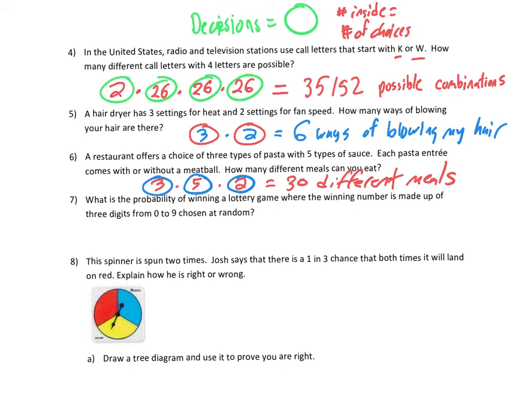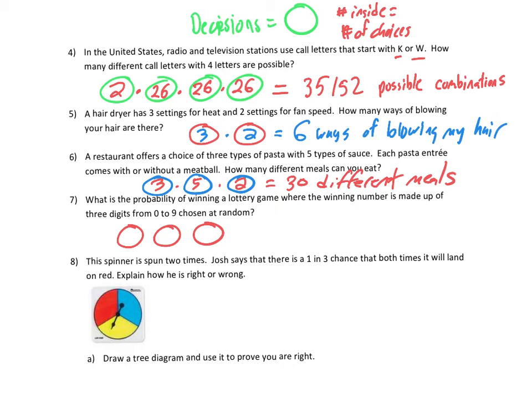All right. We can not just count outcomes, we can also use this to help us find probability. So, the probability of winning a lottery game where the winning number is made up of 3 digits from 0 to 9 chosen at random. There are 3 digits, so there are 3 decisions to be made. We have 1, 2, 3. For the first digit, how many digits could possibly be chosen from 0 to 9? Now, it's really important that we understand that if we count from 0 to 9, that is not 9 digits. I can't tell you the number of students who get that wrong.